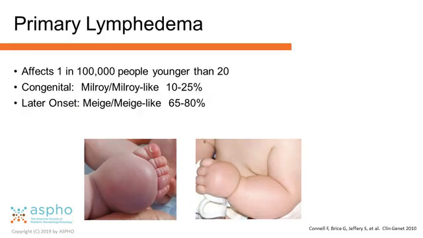Primary lymphedema affects 1 in 100,000 people younger than age 20. When it occurs shortly after birth or in the first 1 to 2 years, it's termed Milroy or Milroy-like, and that constitutes 10 to 25% of primary lymphedema cases. The later onset, termed Meige or Meige-like, consists of 65 to 80% of the primary lymphedema cases.